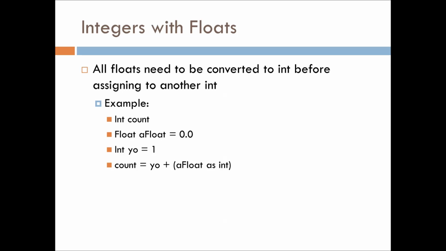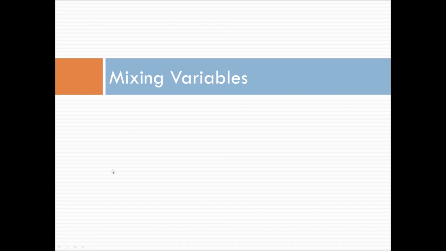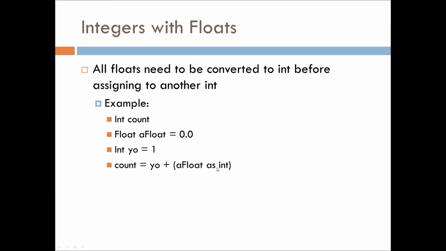You have this integer count, and then you have a float that's equal to 0, and you have yo as an integer equal to 1. So, in order to use that float in the same calculation as yo, you have to cast your float as an integer before adding it to yo and assigning it to count, as seen in the last line here.